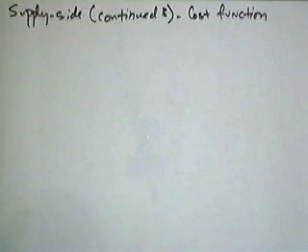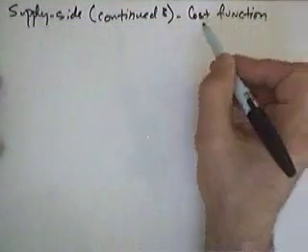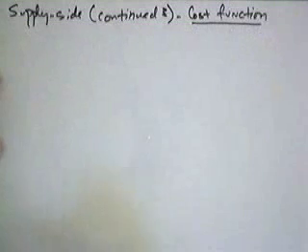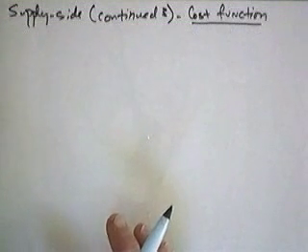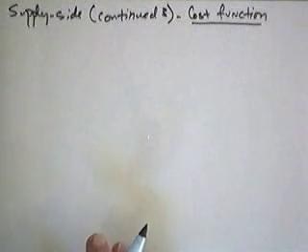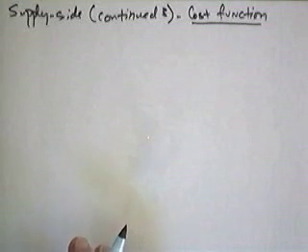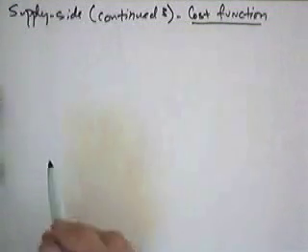Continue with the supply side of the firm, and this time we want to talk about cost functions, because as I said at the beginning, the cost of production drives the supply decisions and the pricing. So let's talk about cost.